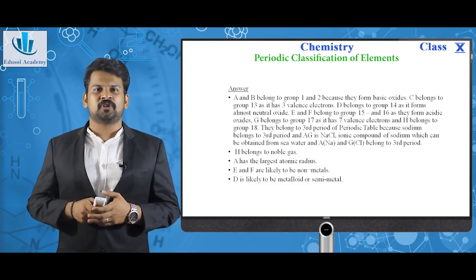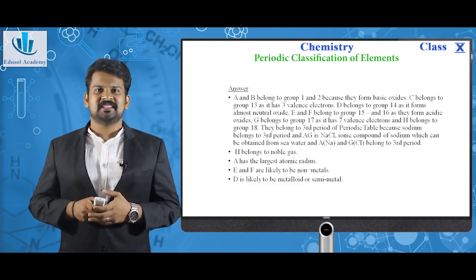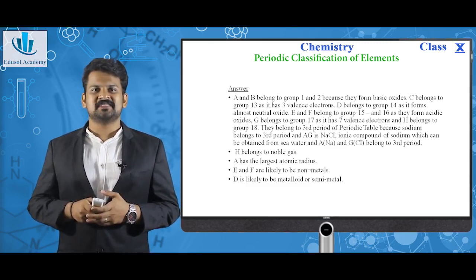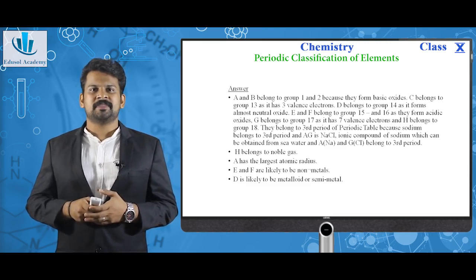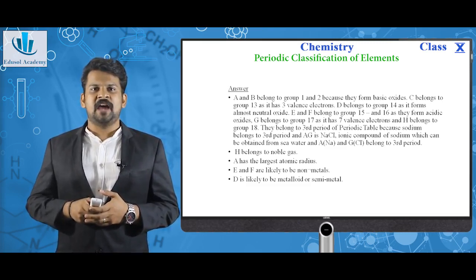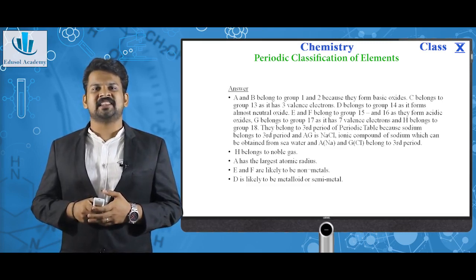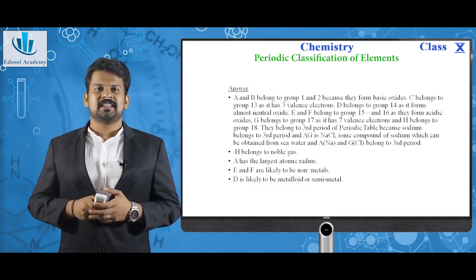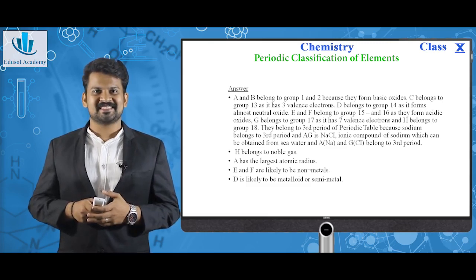A and B belong to the first and second group. H is the noble gas group, C is the 13th group, D is the 14th group, E is the 15th group, F is the 16th group, and G is the 17th group. So this is the group details.